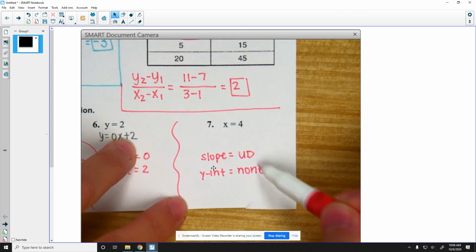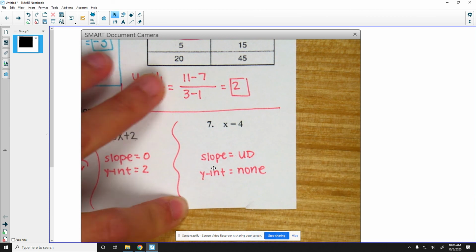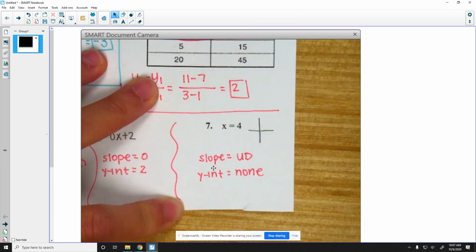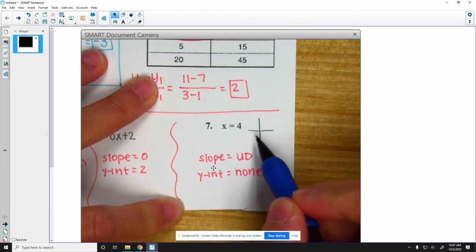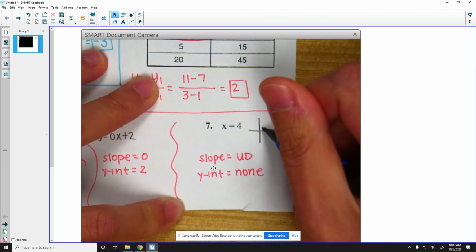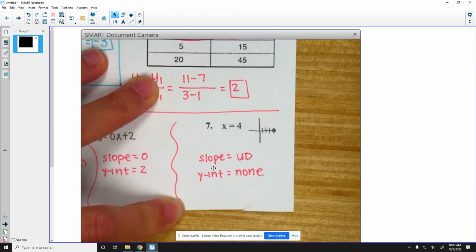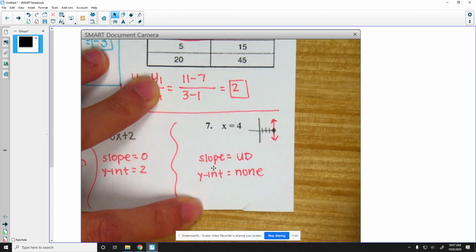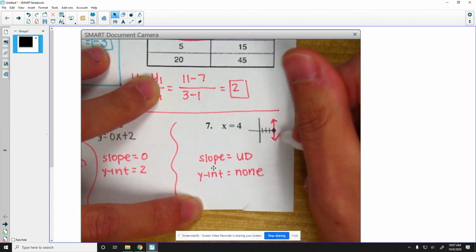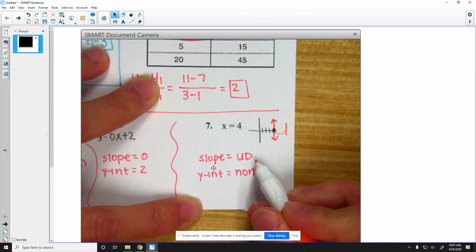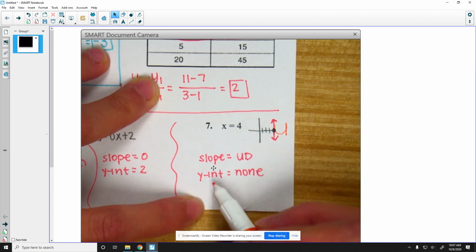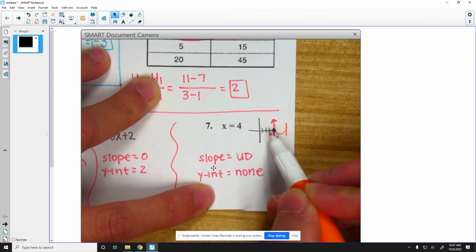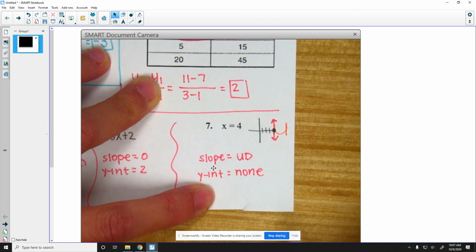Okay, let me explain why these two answers make sense. If I were to graph x equals 4, the graph of x equals 4 is right here. I go to x, 1, 2, 3, 4. Here's the dot on x equals 4. Can we all agree that the graph of x equals 4 is a vertical line like that? Remember how we said that the slope of a vertical line, because you can draw a U, is going to be undefined. Vertical lines always have a slope of undefined. And the y-intercept, where does it touch the y-axis? Never. It never does because it's parallel, so it's none.